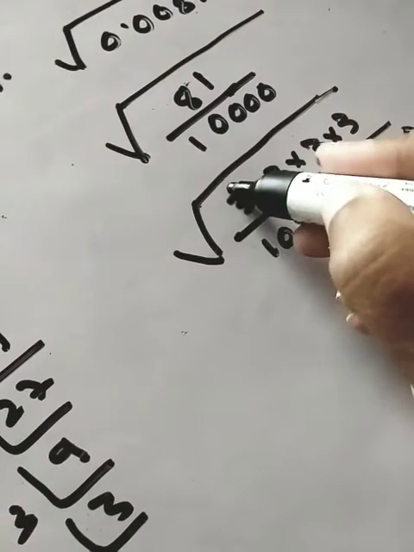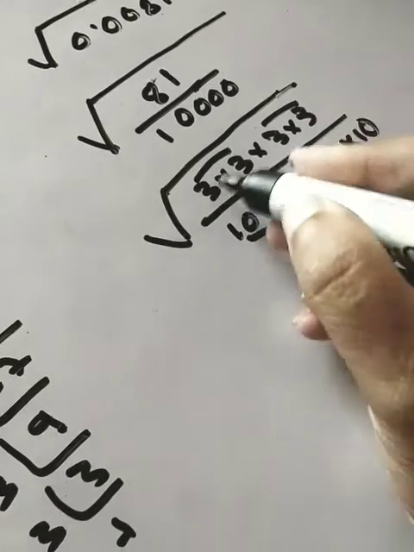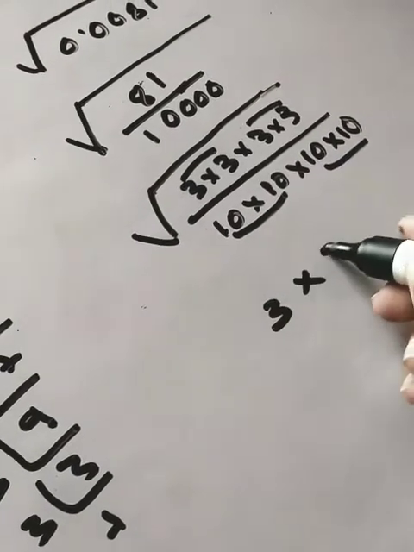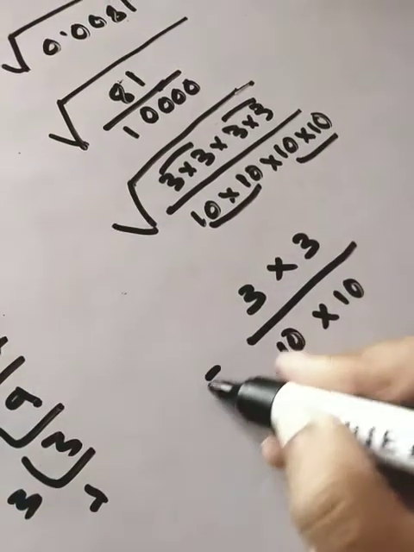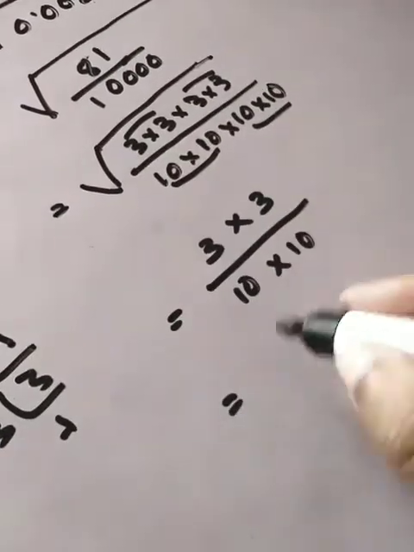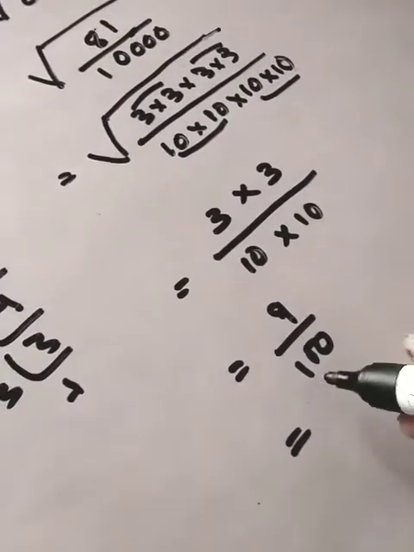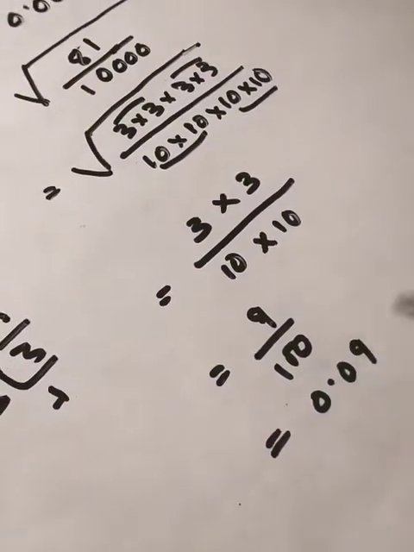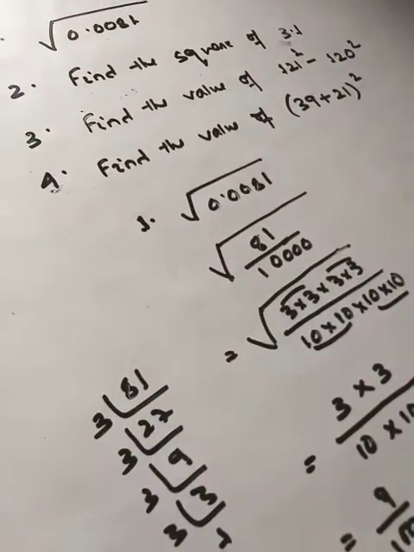So now we have to do the pairing. We know that in square root we have to do the pairing. For every pair, one number will come out of the square root. 10 into 10. So the final answer is 9 upon 100. Now let's convert this into decimal form, that is 0.09. So this is the solution of number 1.